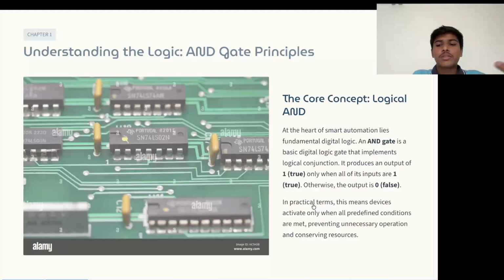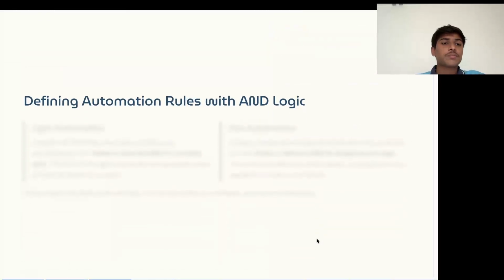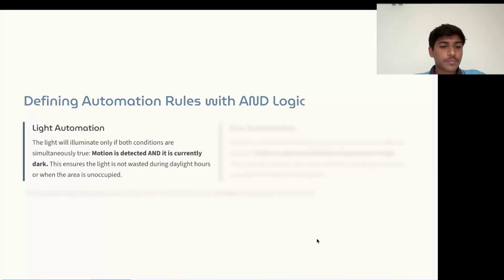In practical terms, this means the device is activated only when all predefined conditions are met, preventing unnecessary operations and conserving resources. Defining automation rules and logic. Light automation: the light will illuminate only if both conditions are simultaneously true: motion is detected and it is currently dark.